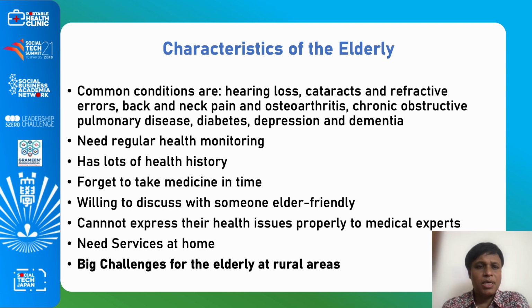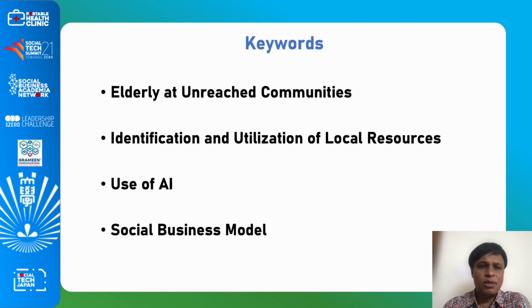So today my talk will cover 4 keywords. I will talk about elderly at unreached communities. How can you identify the local resources if you do not have medical facilities in that area? How can we identify, or train and empower the local resources to provide the services? How we can use artificial intelligence if you don't have facilities or the right resources. And then I will talk about social business model as well to deliver the services.